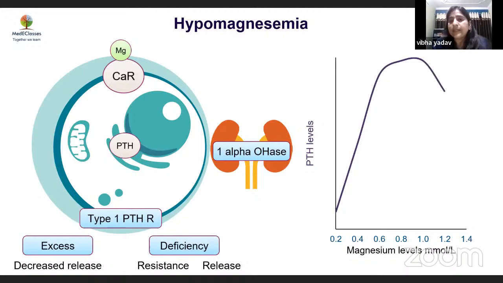So when there is a total body magnesium deficiency, definitely it will cause impaired PTH secretion even with a normal serum magnesium. So we should always keep our ears and eyes open. In the case of hypocalcemia, always check the magnesium levels, whether they are high or low.